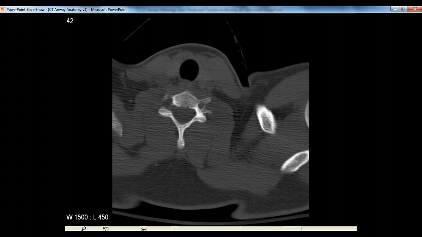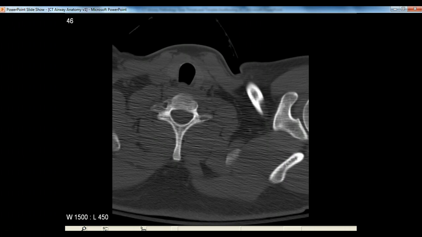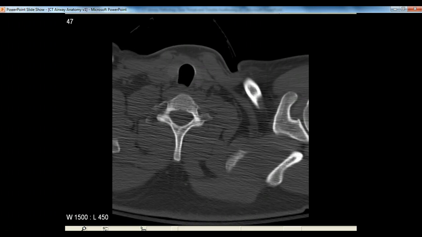So let's move further down through the airway here. See the shoulder joint there on the left forming that curved bony structure is the head of the humerus. Keep moving down here.